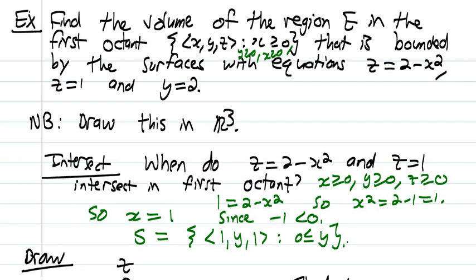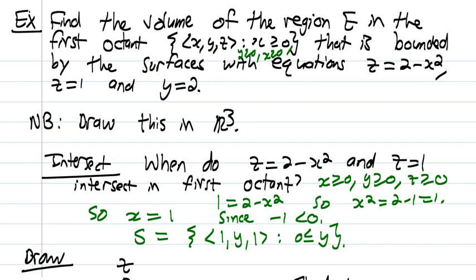All right. And so if we're only focusing on the surfaces z equal to 2 minus x squared and z equal to 1, and we want to know when they intersect in the first octant, this is a problem in 3D. So it will be all of the points (1, y, 1), where y is 0 or bigger than 0. All right. Now, let's try to draw this.